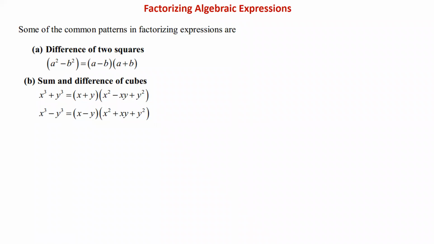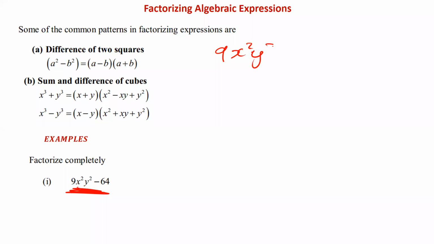So we quickly proceed. Then let's look at some of the examples. Okay, you have this question here. They're asking you to factorize this question. How do you do the factorization? So you have 9x squared y squared minus 64. So now they're asking you to factorize this equation.